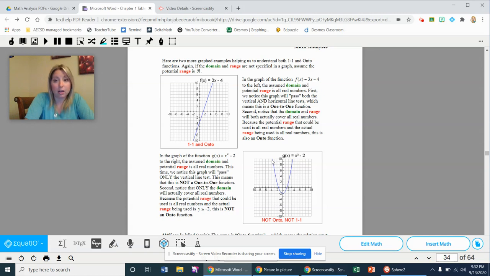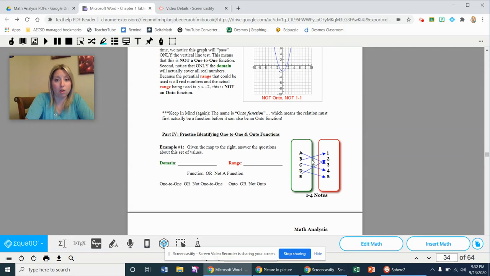Not onto and not one to one. Why isn't it onto? All these range values down here are not being used. Not one to one because it's not passing the horizontal line test either, right? It's got to pass both if you want it to be one to one.